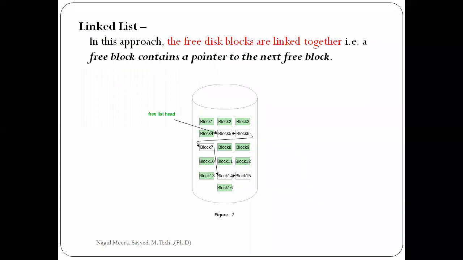Now coming to our second one, this is linked list notation. What is the meaning of linked list? One block is linked to another one, and that block is linked to another one. This is the form of a linked list. This is another type of free space management. In this, the free disk blocks are linked together.